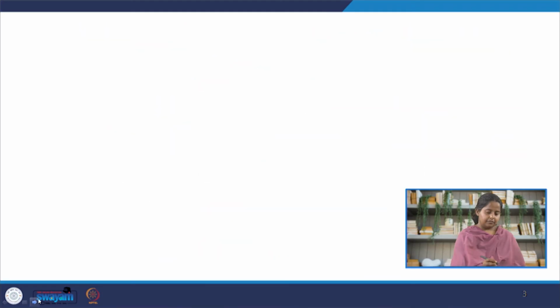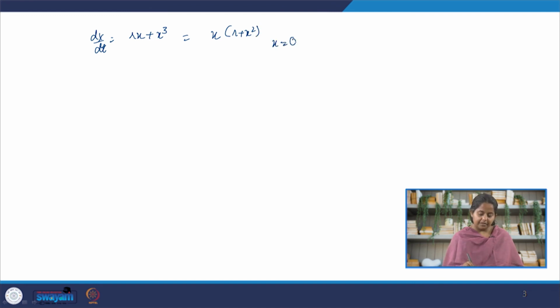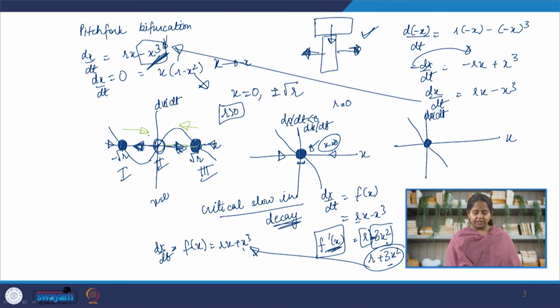Okay, let's take a brief look at this system. So we have dx by dt is equal to rx plus x cube. So let's find out the fixed points. Now quite similar, the fixed points would be at 0, plus minus under root minus r. So you see this system sort of mirrors what we saw here, so this will be our next system.